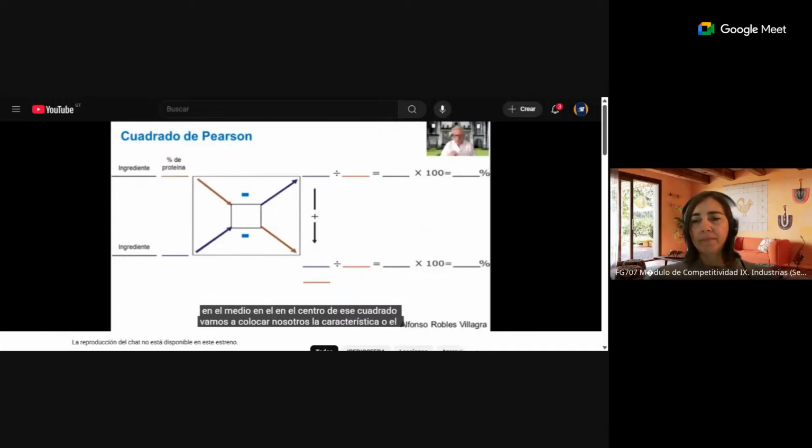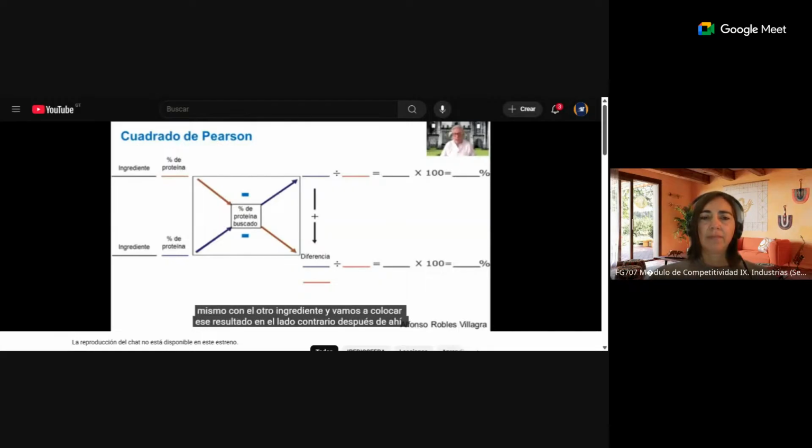En el medio, en el centro de ese cuadrado, vamos a colocar nosotros la característica o el porcentaje del dato, en este caso proteína, como ya dijimos, que vamos a estar buscando. Posteriormente, lo que vamos a hacer son dos restas, ¿sí? La primera es del porcentaje que tenemos del elemento que está arriba, le vamos a restar el porcentaje deseado y lo vamos a colocar en el ángulo contrario, señalado ahorita por la flecha de color café. Ahí es donde vamos a colocar el resultado de esa resta o diferencia.